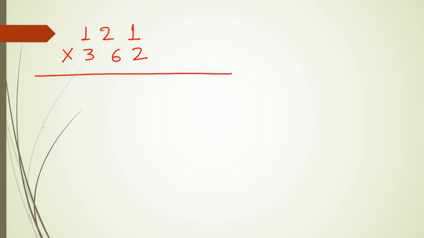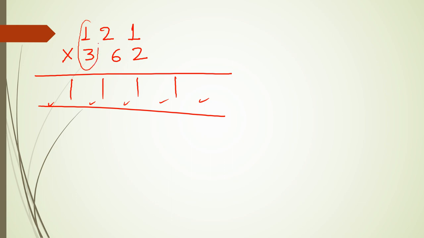So let's say we will do 121 times 362. What I said is we will divide it into five parts. To divide into five parts, we need to draw four straight lines so that it will create five compartments for us: one, two, three, four, five. So the first compartment needs to be filled by 1 times 3.